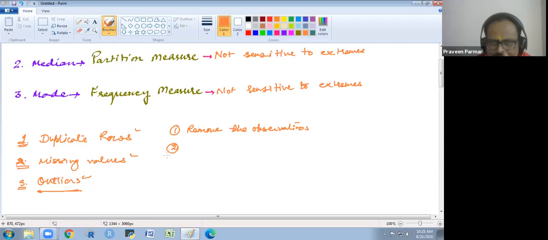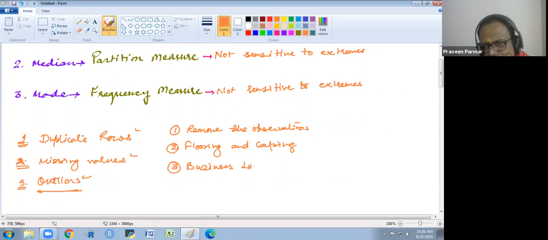Second thing is, we could do flooring and capping of the outliers. And third, we could use some business logic and then impute the outliers. Got it? So I am talking about the second one, which is related to our sensitive and not sensitive discussion.